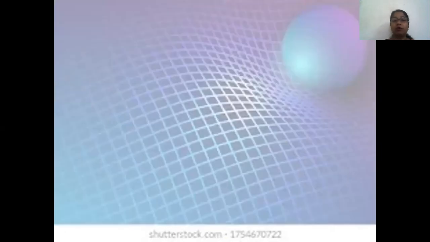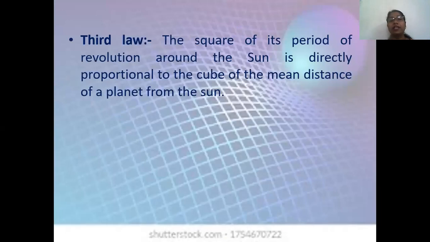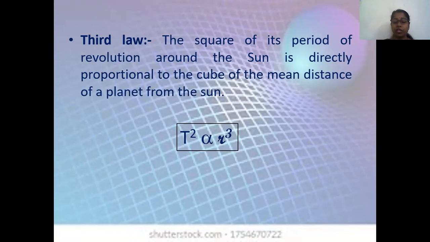Now, coming to the third law. The third law is regarding the period of revolution that the planet covers around the sun. There is a formula which says that the square of its period of revolution around the sun is directly proportional to the cube of the mean distance of the planet from the sun. Here T is the time taken for the planet to move around the sun, and R is the distance of the planet from the sun. So the equation comes out to be T squared equals K R cubed, where K is a proportionality constant.